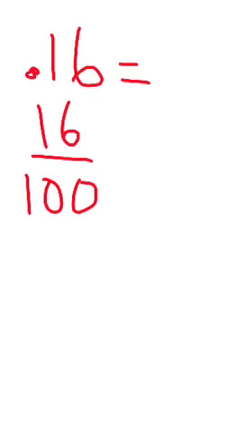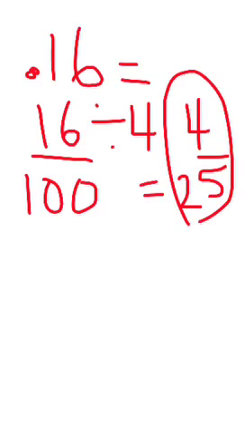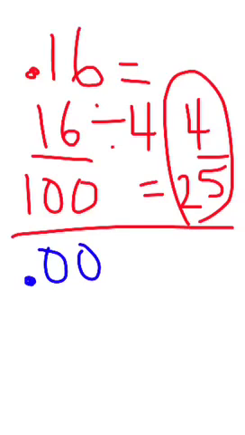To reduce, divide each number by 4. Our final reduced answer is 4 over 25. Let's look at another example. We need to again convert this decimal into a fraction in lowest terms.